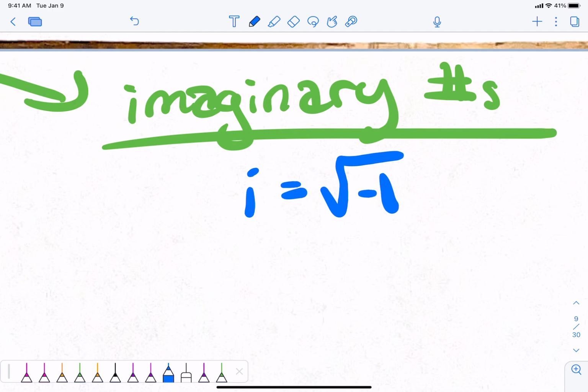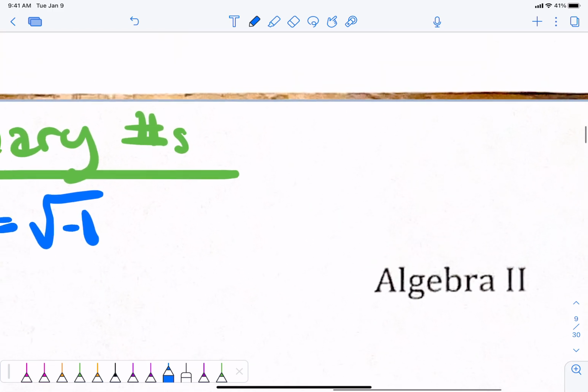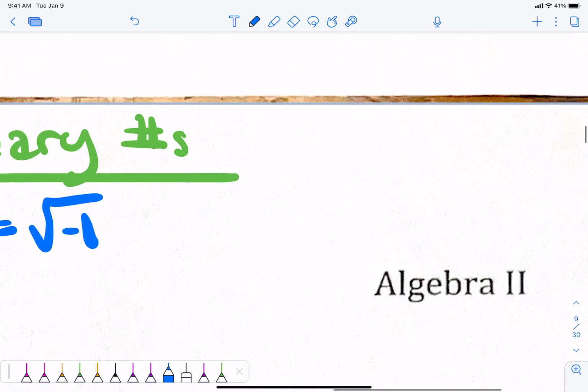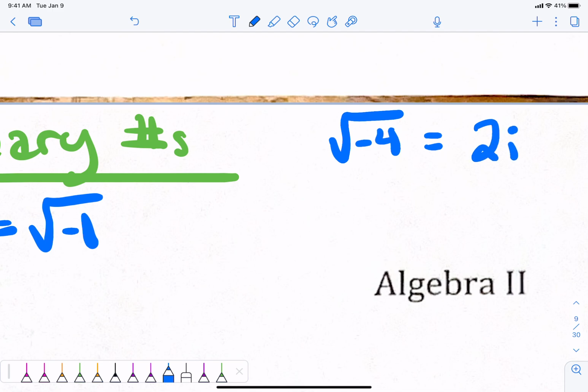Let me give you some examples off to the side of how we would simplify some of these. Let's say we have the square root of -4. Normally, the square root of +4 is just 2, and this would just be 2i, because the square root of a negative number is an imaginary number. Given that, what would the square root of -36 be?